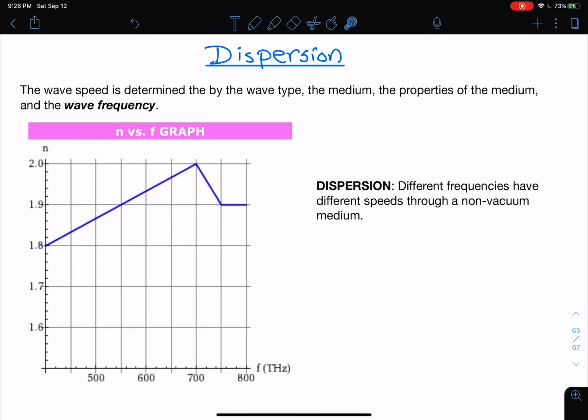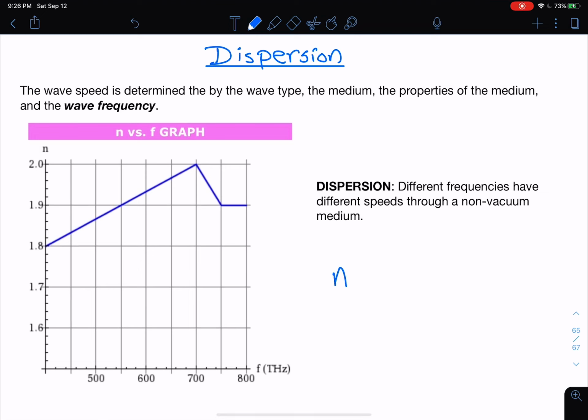Now remember, this is a very important thing to remember, and that's the index of refraction. N equals C over V. So I was talking about how they move at different speeds, and so this affects the index of refraction. The index of refraction is actually a different value for the different frequencies. And that's what's going on in this graph.